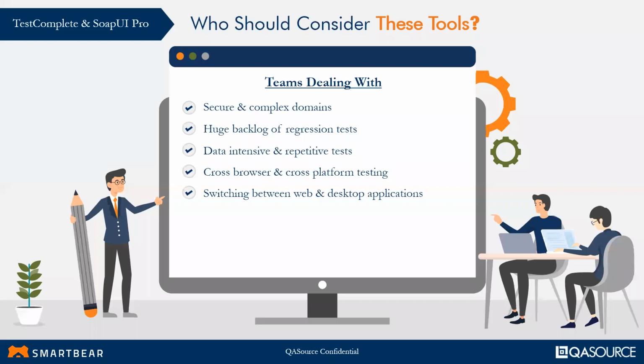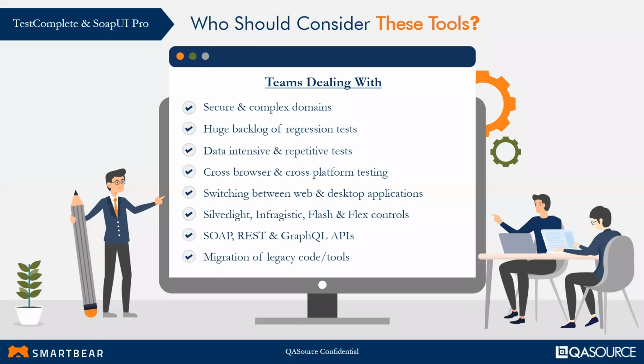One of the key ones would be teams which have a lot of switching between web, desktop, and mobile platforms while executing an end-to-end scenario. Teams using Silverlight, Infragistics, Flash, and Flex controls. Teams using SOAP, REST, and GraphQL APIs in their products. And teams that require migration of legacy code or tools from previous versions of TestComplete to the latest versions.